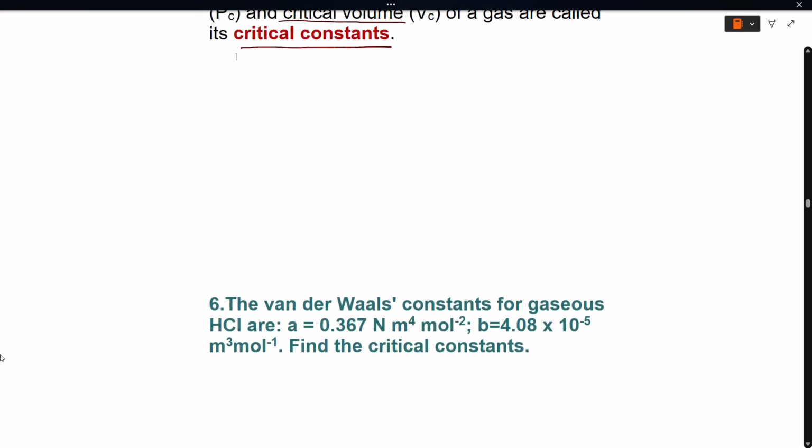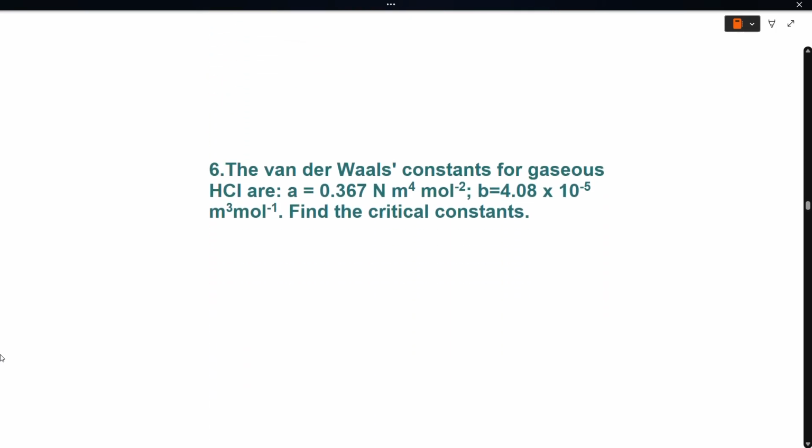Okay. Let us move on to the next question. The van der Waals constants for gaseous HCl: A is equal to 0.367 newton meter raised to 4 mole raised to minus 2, B is equal to 4.08 into 10 to the power minus 5 meter cube mole inverse. Find the critical constants. What are the critical constants?